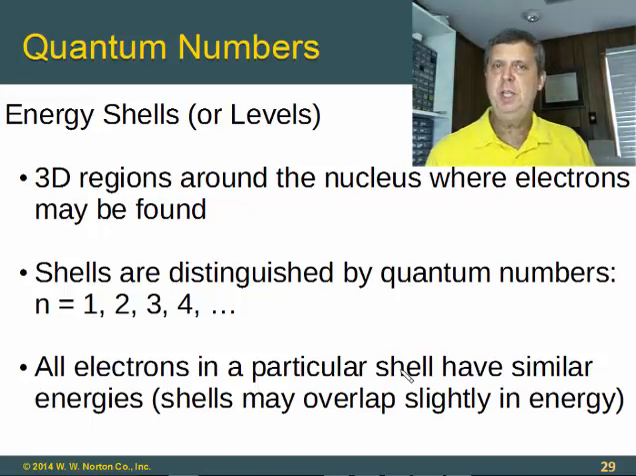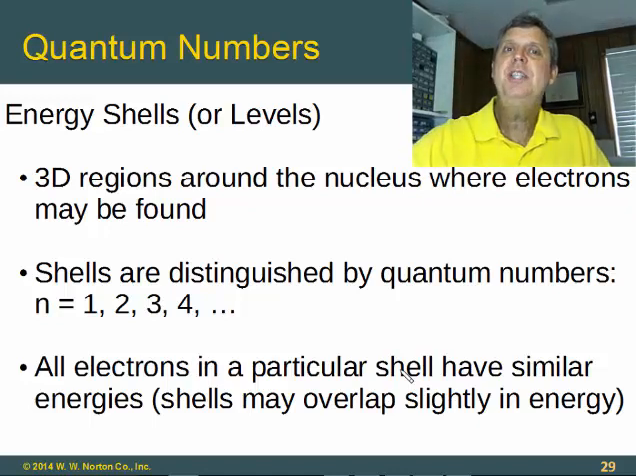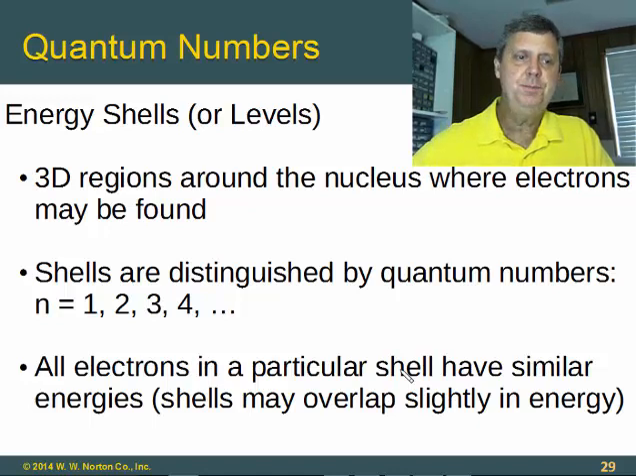So energy shells, or levels as they're called, are basically 3D regions around the nucleus where we can probably find electrons. Again, even though we've done some nice advanced calculations, we don't know exactly where the electrons reside. We can't tell exactly. We can only predict where they're probably going to be found. So we'll show you the shapes of these regions in a bit. And again, these shapes are where we probably can find the electrons.